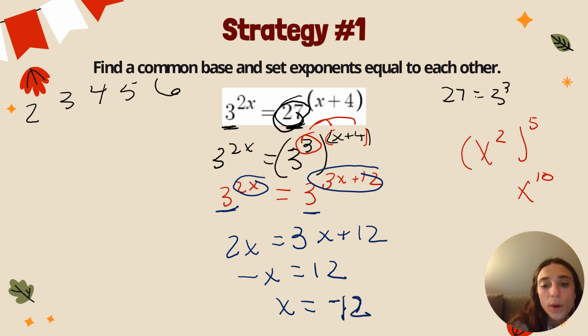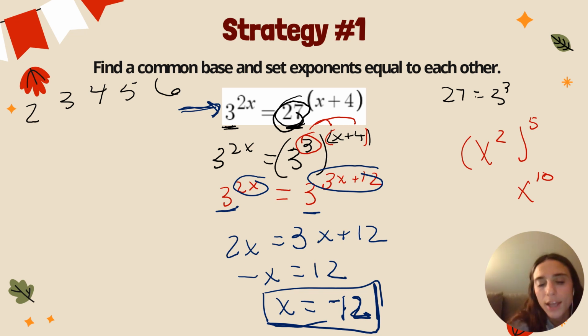And then I'm going to have to check my answer to make sure it works, and you can use your calculator to do this. So I would go back to the original problem and plug negative 12 in for x to make sure it's the same answer. And you're going to get a decimal, and that's okay. But negative 12 will work, so this is going to be our answer.